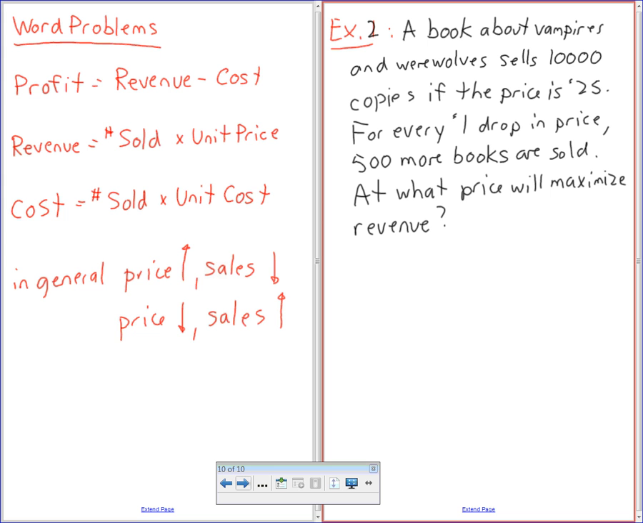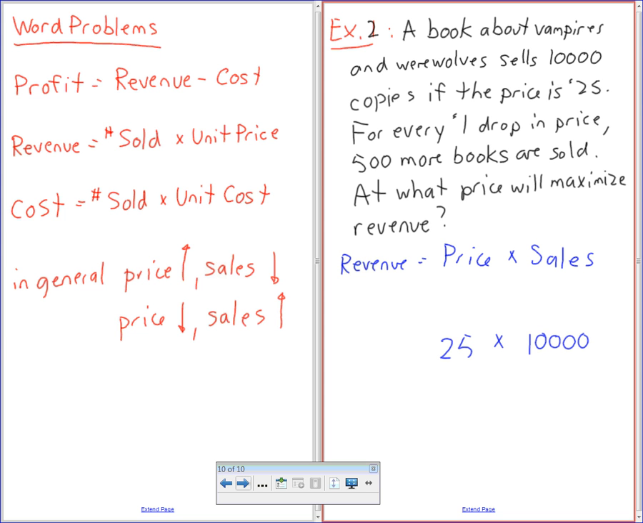So I'm going to make a small chart that says revenue technically equals price times sales. Okay, so the starting value is going to be what? What's my starting price, please? Yeah, $25. And my starting sales are going to be 10,000. Good. Now that should be no big deal.